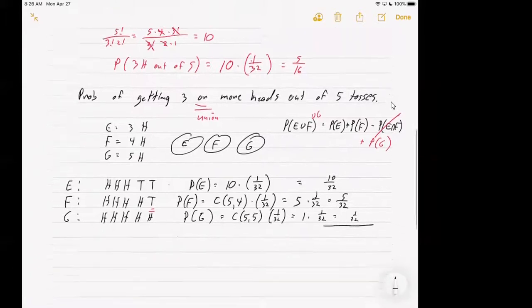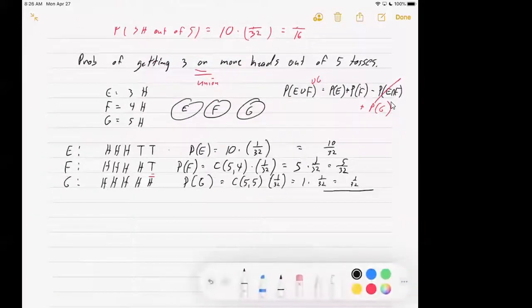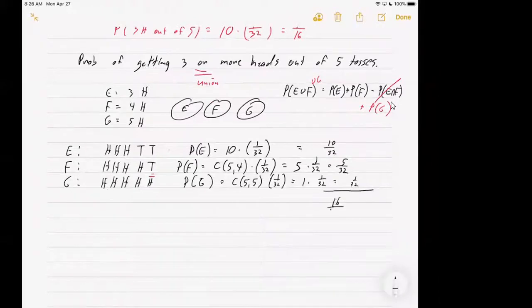All right, so the probability of any one of those things happening is just the sum of all the probabilities. If we add those up, it was nice to keep them in terms of 32nds. We have 16 32nds, which you can see reduces to exactly 1/2. So we have exactly a 1 in 2 probability of getting 3 or more heads out of 5 tosses. Okay, so we'll end this video here.